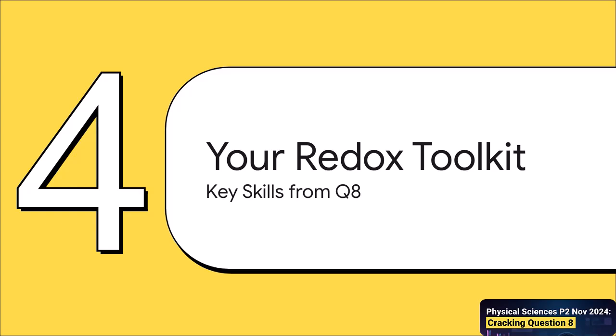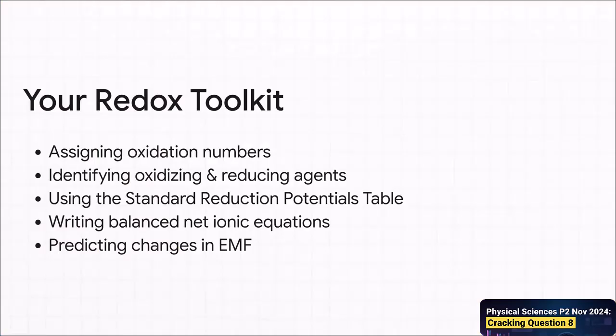So let's just take a breath and recap. By tackling this one single exam question, we've actually built up a whole set of essential skills. Think of this as your personal redox toolkit that you can use on any problem they throw at you. Just think about everything we did. We assigned oxidation numbers to prove a reaction type. We identified the key players, the oxidizing and reducing agents. We learned how to use our datasheet to predict whether a reaction will even happen. We translated that weird cell notation into a proper chemical equation, and we even figured out how to predict changes in a cell's voltage. These 5 skills right here, they're the whole game.